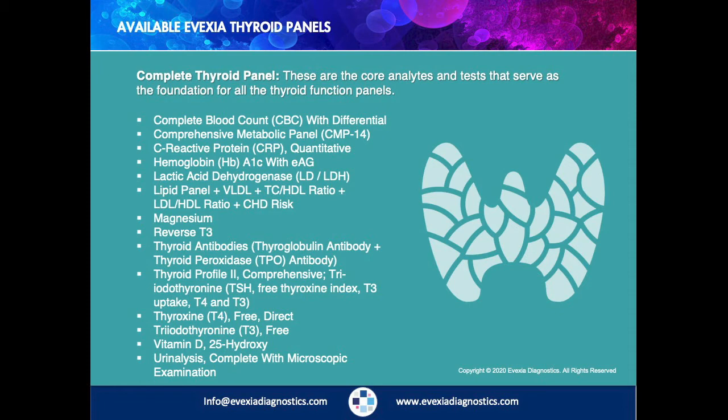And finally, as part of this panel is a comprehensive urinalysis with microscopic examination. Now, a urinalysis is going to be an important tool for assessing the chemical constituents of the urine and the relationship to various disease states, such as urinary tract infections, diabetes, and kidney function. And the microscopic examination is going to detect the presence of abnormal cells and other formed elements.